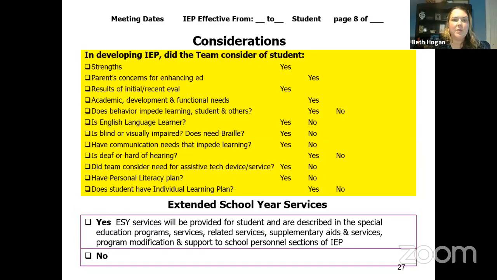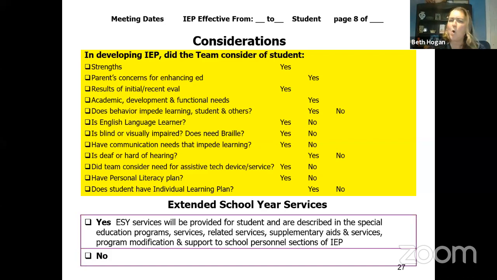Okay, so this is what we call the considerations page. And I'm going to go through these quickly, keeping an eye on the time, because I want to be respectful of everyone's time. I know that our alignment is a little bit off, but just bear with me.